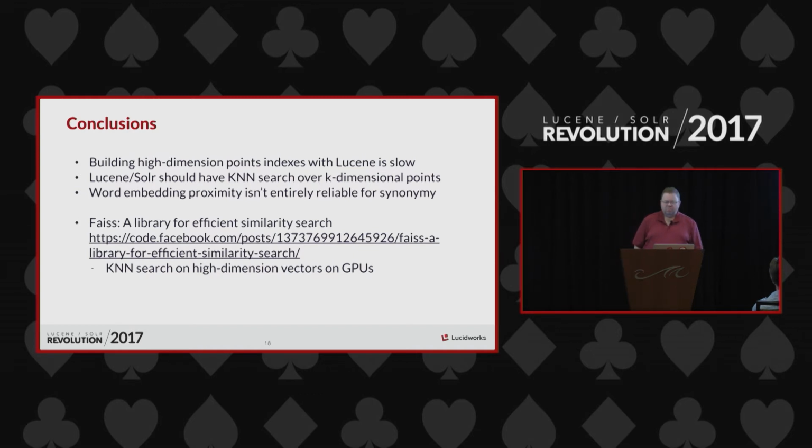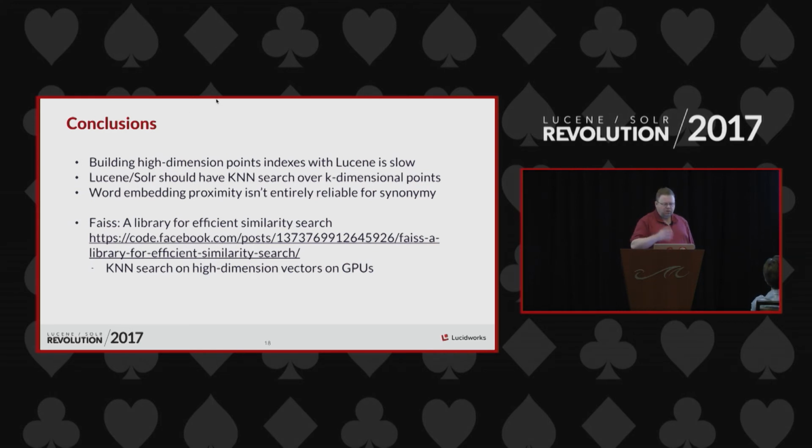Lucene Solr should have K-nearest neighbor search over K-dimensional points. So I intend to take the implementation I made and make a JIRA for it and see what people think. I highly doubt that increasing the number of dimensions beyond the current limits will be something that people will accept, at least initially, so I don't intend to ask for that, but support for performing K-nearest neighbor search is something we ought to be adding. Word embedding proximity isn't entirely reliable for synonymy. It does do some other forms of relatedness, but expecting that you can do concept search just with proximity is probably not a great idea.